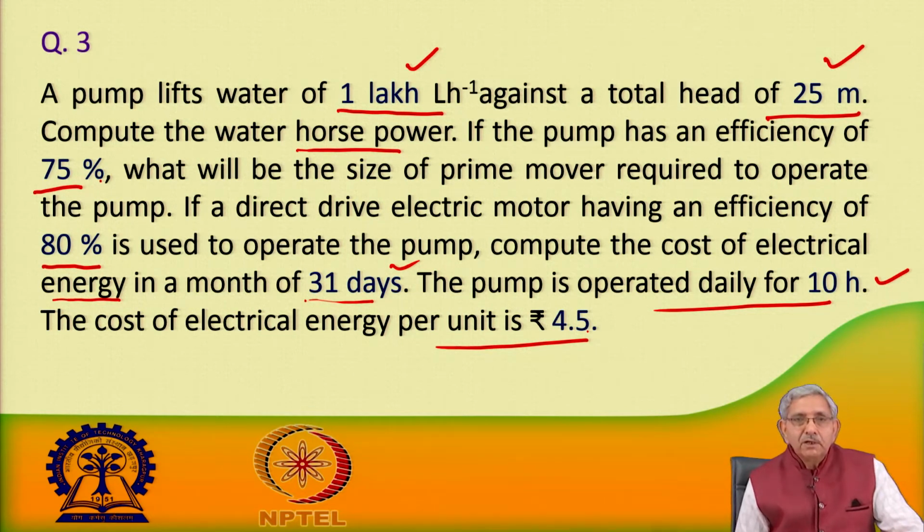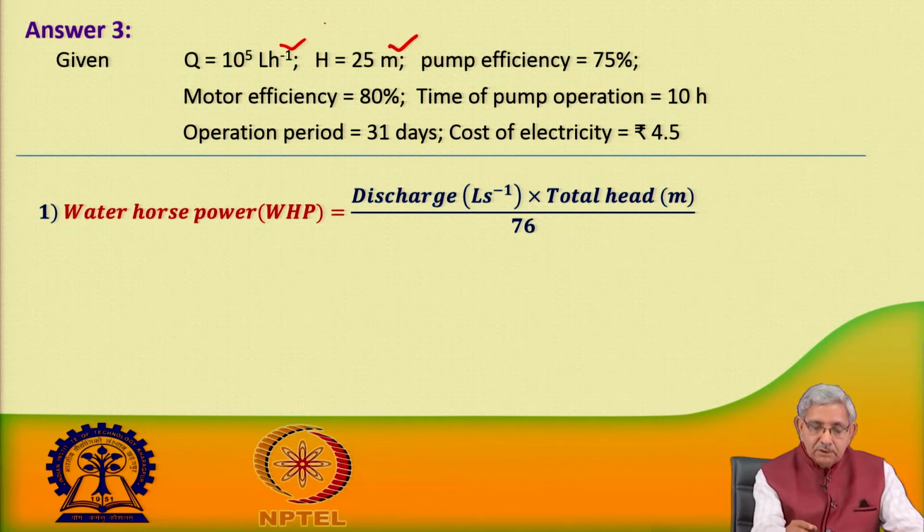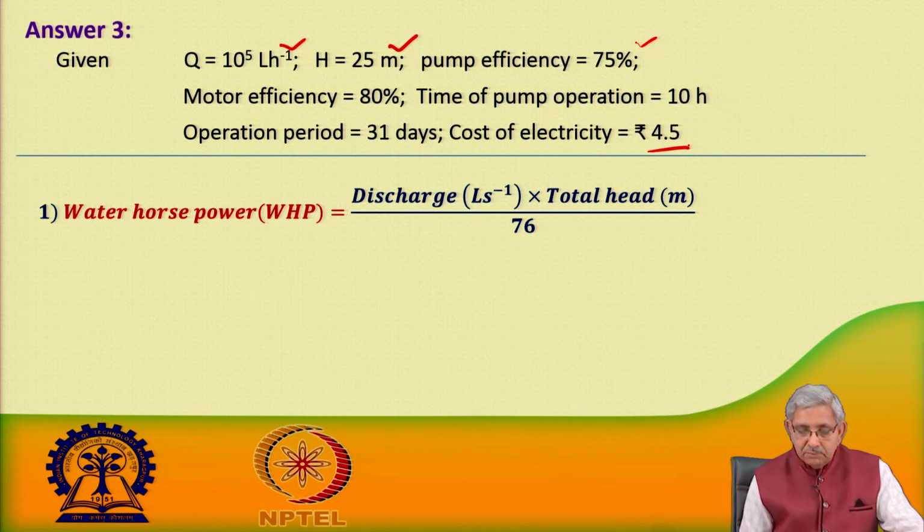Efficiency of the motor is 80%, efficiency of the pump is 75%. The pump is operating at a total head of 25 meters, and at this 25 meters it is delivering a discharge of 1 lakh liters per hour. So, these data are available, which I have told you here.